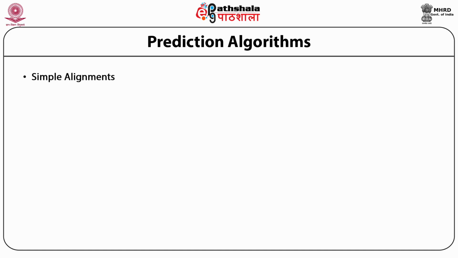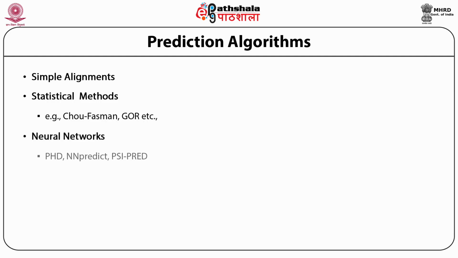The simplest one would be just a sequence alignment. Then you have statistical methods, which include the Chou-Fasman and the Garnier-Osguthorpe-Robson method. More sophisticated methods are neural networks, which are there in the PHD server, or PSI-Pred and Encoding. And then again, using hidden Markov model type of things like PSI-Pred and SAM-T98 and others.